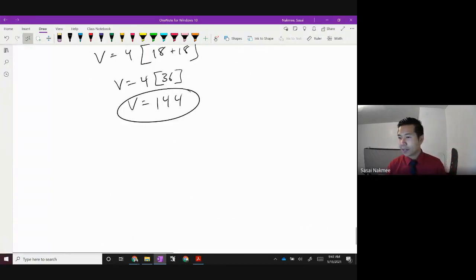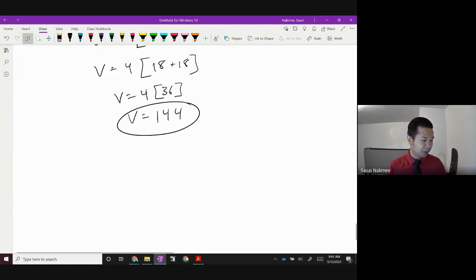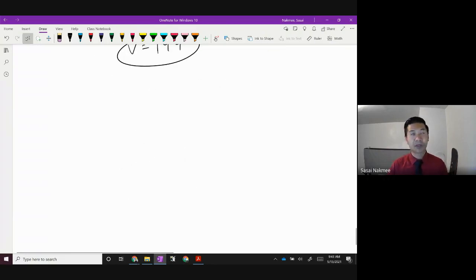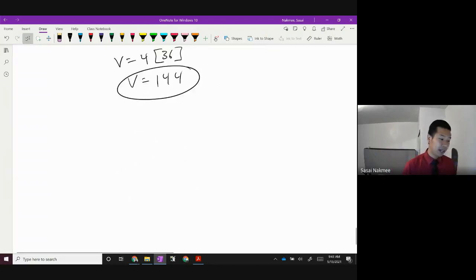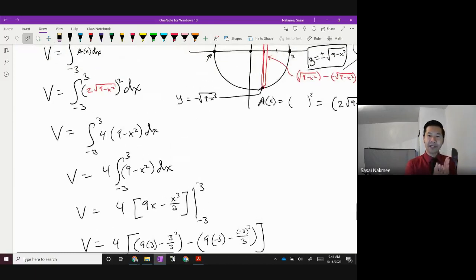Okay. All right. That's pretty much it for volumes using cross sections. It's pretty straightforward. Get the area of that cross section that you have, and then just do the integral from A to B, wherever it starts to wherever it ends, and you got yourself your volume.